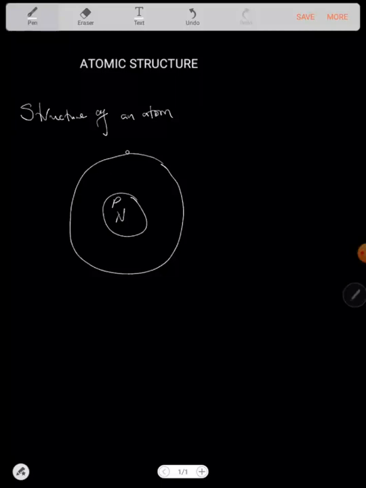Now, an atom looks like this. It's just a general structure, by the way. Okay. So it has got the circles. These we call the energy levels. Then we have this here, we call it the nucleus.